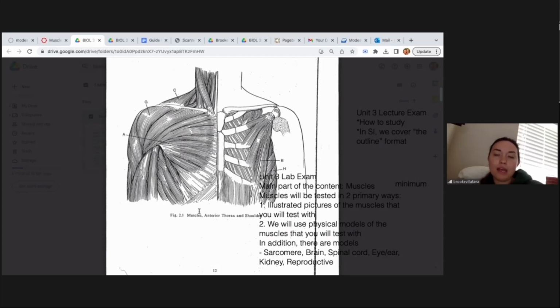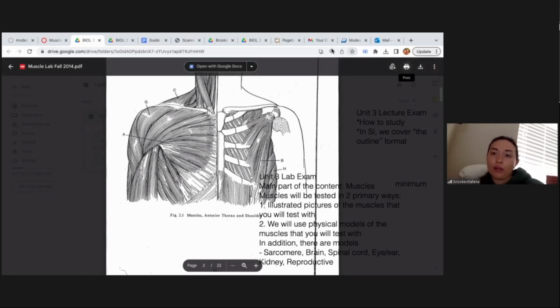On the lab exam, you will have physical pieces of paper colored in, and we'll ask you to identify the muscles. So for example, we all know the chest, right? We all know that this is the pec muscle, the pectoralis major, right? So right here, this is red. So these will be on the exam.